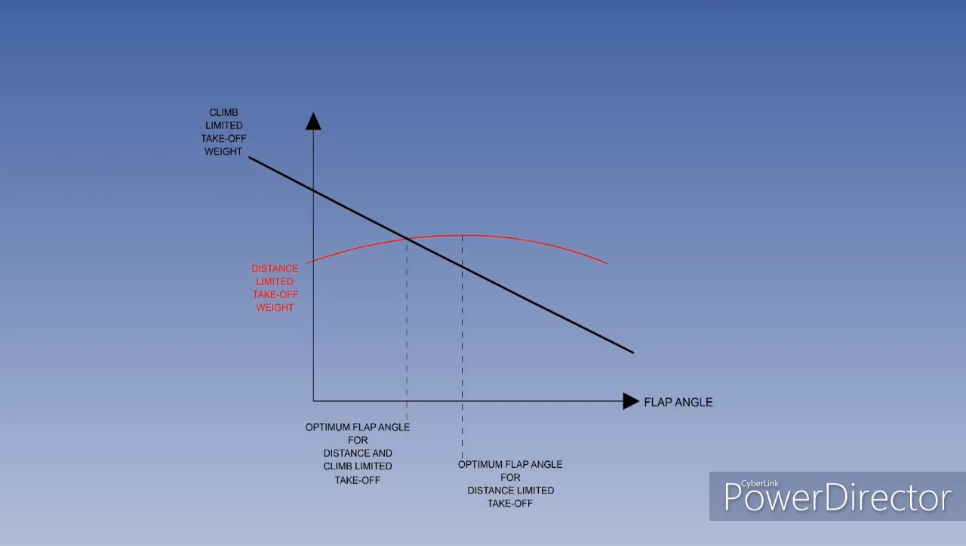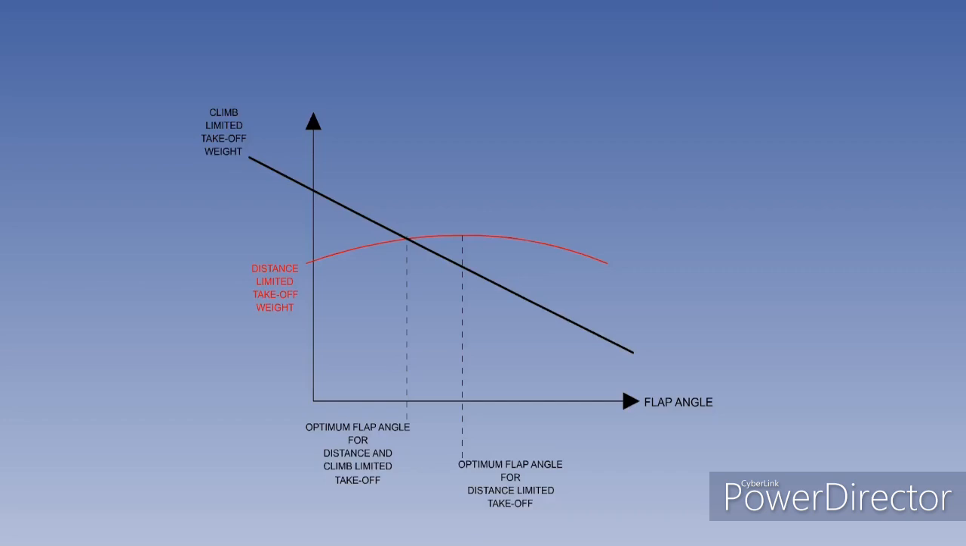The ability of an aircraft to climb is reduced by flaps because of the extra drag they generate. So, if the required minimum climb gradient will limit the maximum takeoff weight, a smaller flap angle will be used for takeoff, even though it will result in a longer takeoff run.